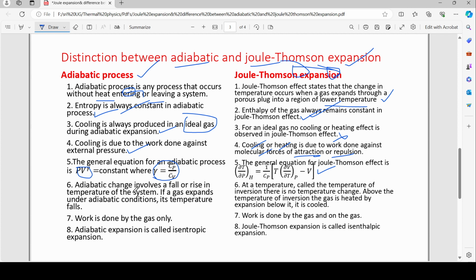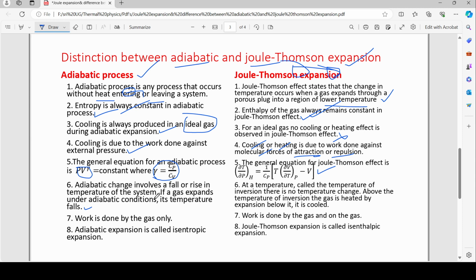Next, adiabatic change involves a fall or rise in temperature of the system. If gas expands under adiabatic condition, its temperature falls. Here, when the gas expansion takes place, then only the cooling effect will occur.